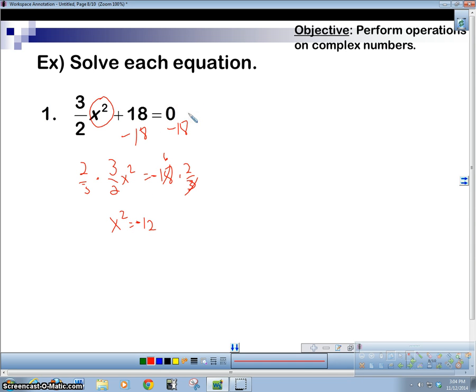Now when I get to the end here and I have an x squared, I'm going to take the plus or minus square root of both sides. Remember, if I take a square root of a square, I just have the x by itself, right? So I'm going to have x is equal to the plus or minus square root of negative 12. Now, negative 12 is in the square root, so I can take an i out.